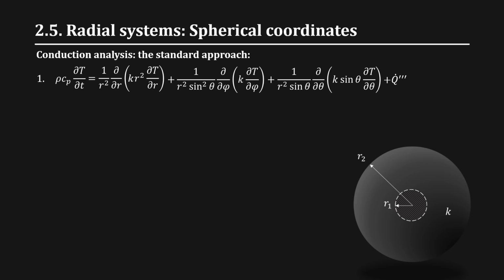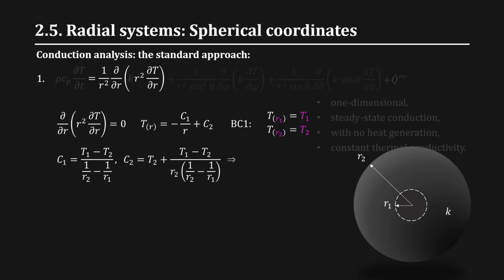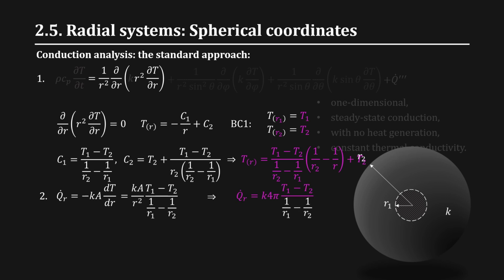And by solving it, assuming one-dimensional steady-state conduction with no heat generation and constant thermal conductivity, the conduction heat equation reduces to a simpler form. And as previously, by integrating twice, we get to the general solution. And by applying the appropriate boundary conditions, we get the temperature distribution equation. Then we can apply Fourier's law to determine the heat transfer rate.